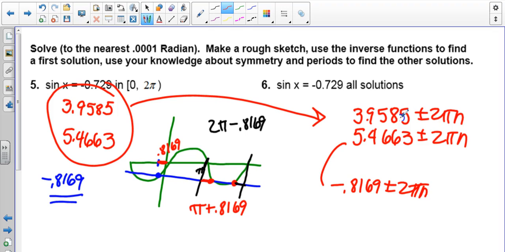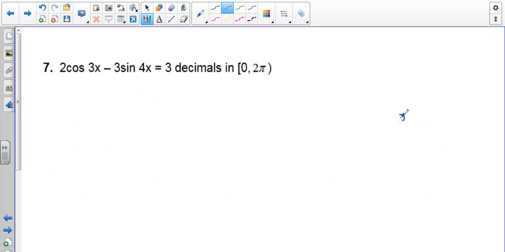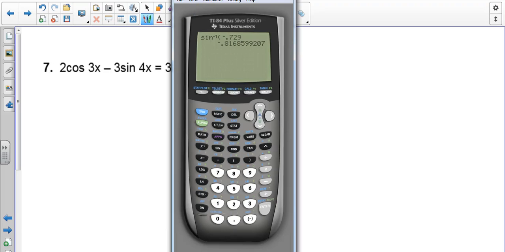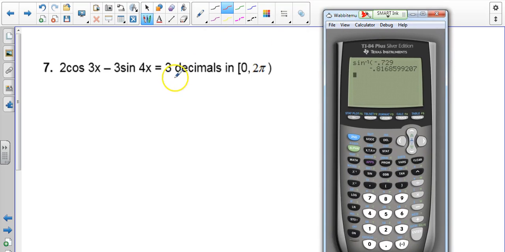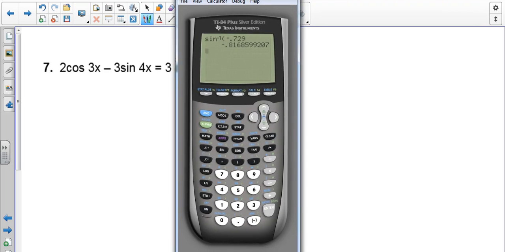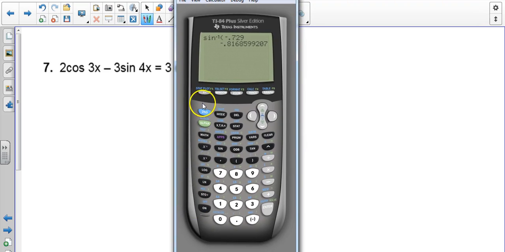All right, 2 more quick questions, and we're done for the day. Number 7 is sheer graphing. If you look at this, there are no trades for cosine 3x or sine 4x. This is just crazy business, but it is really fun to see this graph, okay? And this part, guys, just means find the decimal answers between 0 and 2 pi, okay? It's not about 3 decimal places.